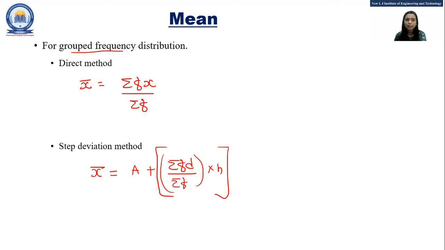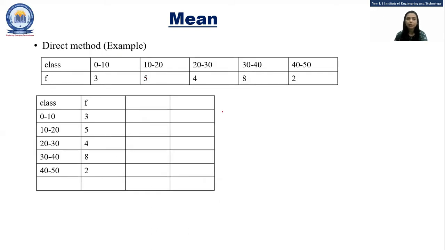Now let's understand the example for the direct method and the step deviation method. So over here the class and frequency are given. Now the formula is x bar is equal to sigma fx upon sigma f. Here we don't have the value of x, so first we have to calculate the value of x. X is nothing but the midpoint of the class interval. So 0 plus 10 divided by 2, that is 5. 10 plus 20 divided by 2, that is 15, then 25, 35 and 45.